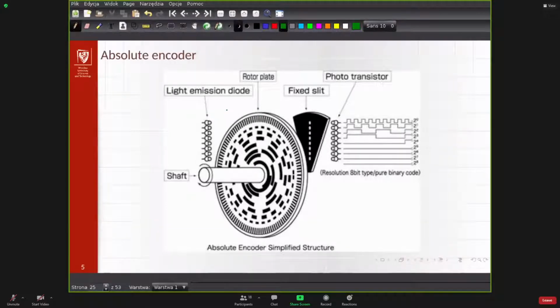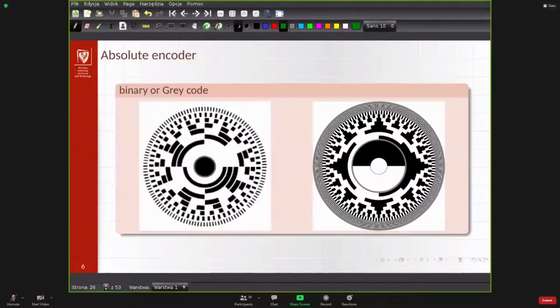So that's the complication. You can imagine that if we want to have a higher precision, we need to have a bigger plate, and the whole encoder will be bigger as well. It is the absolute version of the rotary encoder. You can find two different types of plates. One is the binary code, and the second is the gray code type.